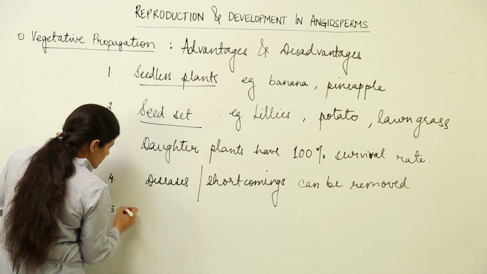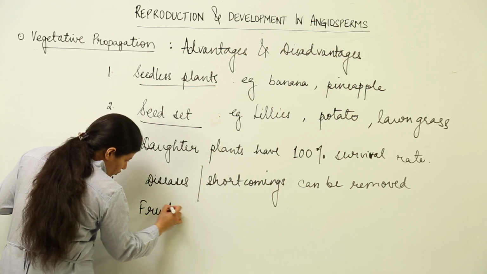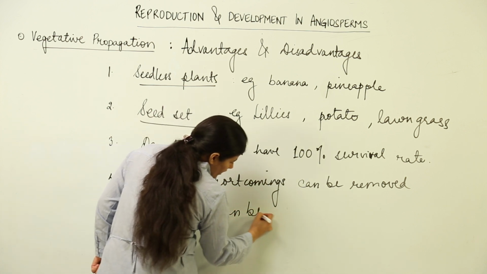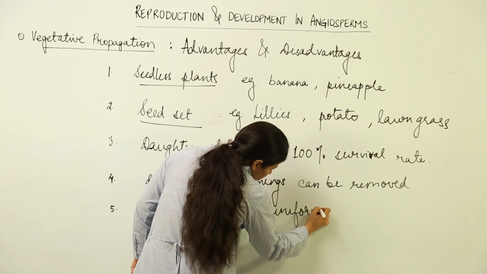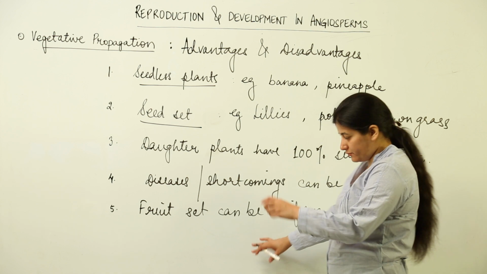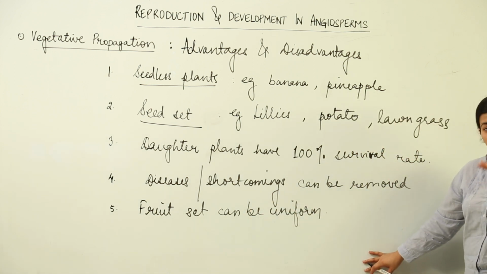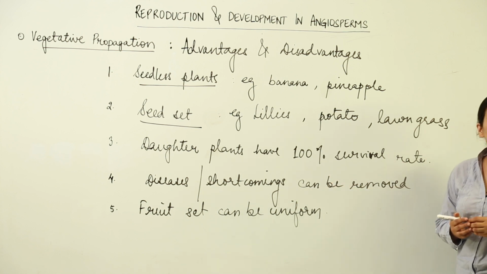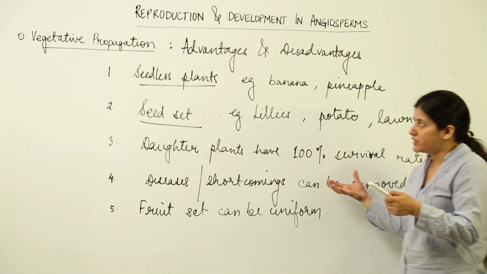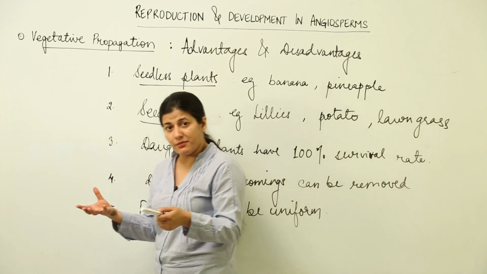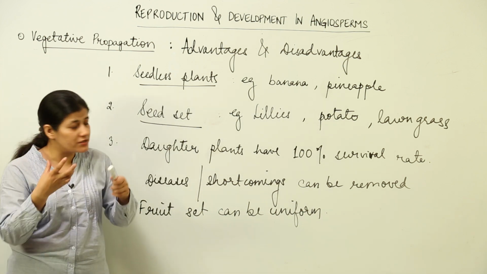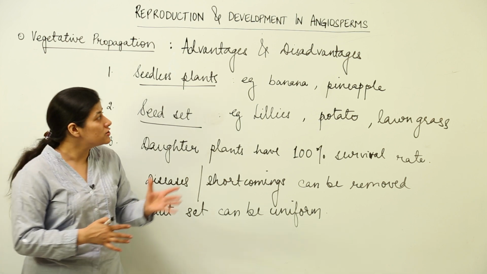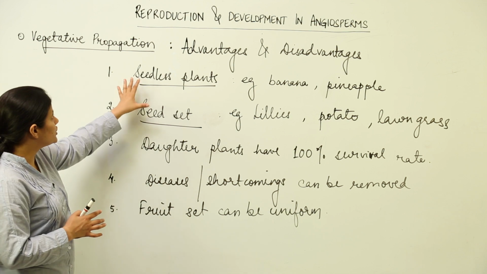Now, the last one is, supposedly you are having fruits. The fruit set out of the plant can be uniform, because all the daughters are alike. So, you are going to get a uniform fruit set. Apart from this, the viability of the plants can be increased. You can see the plants grow in those regions where the survival rate was minimum. In the regions where the seeds do not have favorable conditions, there also the vegetative propagule has such a tendency that it can survive. So, these are the advantages of vegetative propagation.